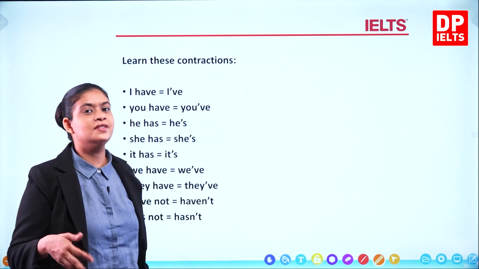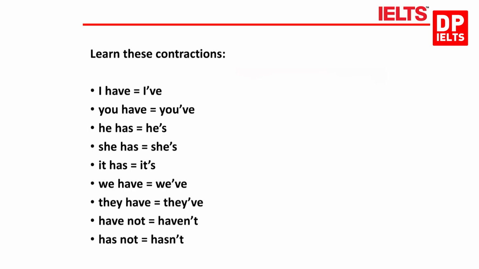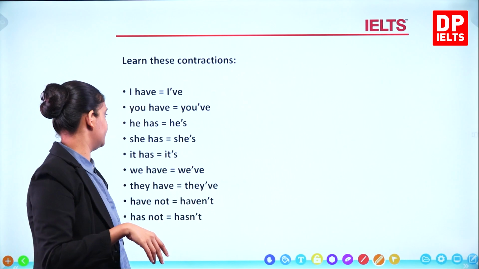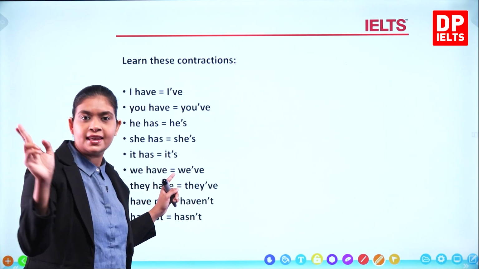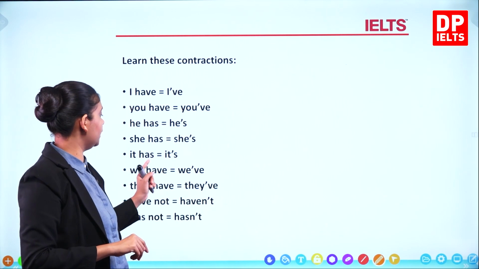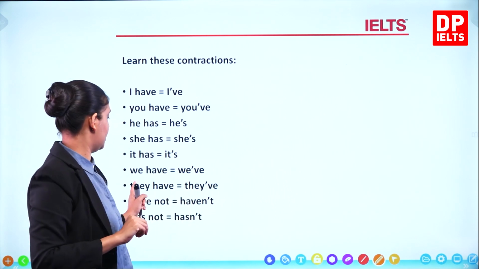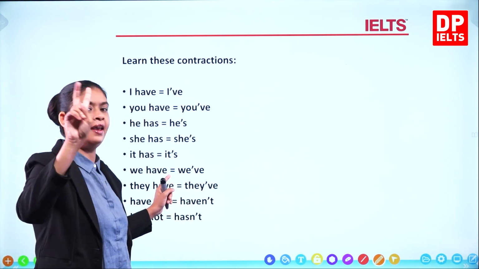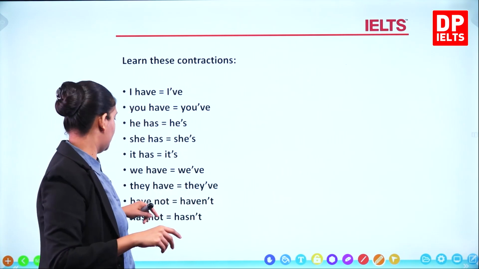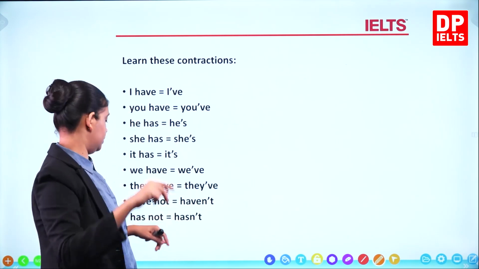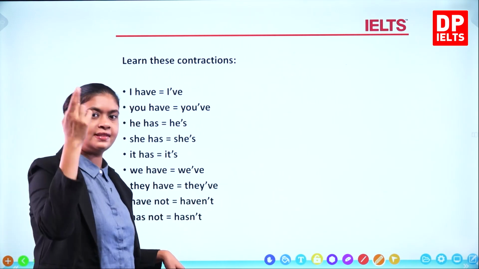Now you know the contractions after doing some lessons with me. I have, I've. You have, you've. He has, he's. She has, she's. It has, it's. We have, we've. They have, they've. Have not, haven't. Has not, hasn't.